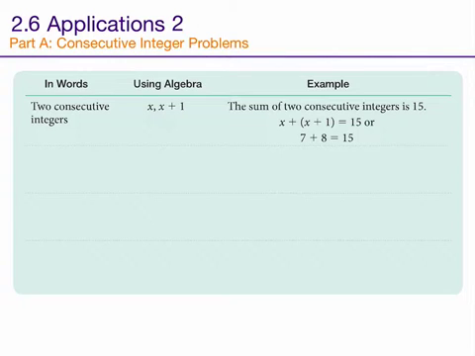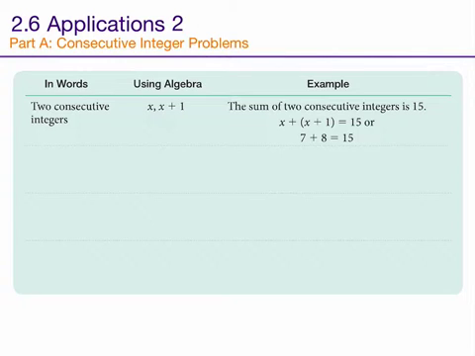Consecutive just means one right after the other or right next to each other. So two consecutive integers are 3 and 4, or 19 and 20, or even -7 and -6. They're right next to each other, one right after the other. Remember that integers are whole numbers, either positive or negative, or 0. So two consecutive integers are any two numbers right next to each other.